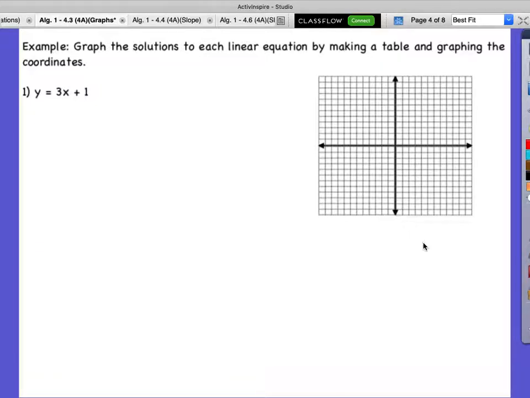So what we're going to do is make a table, an xy table, x on the left, y on the right. Now here's the thing though. Before when we made tables, we were given ordered pairs, weren't we? Now we have to find them. How do we go about finding ordered pairs? Well, we take x values and we plug them in. What x values do we plug in?